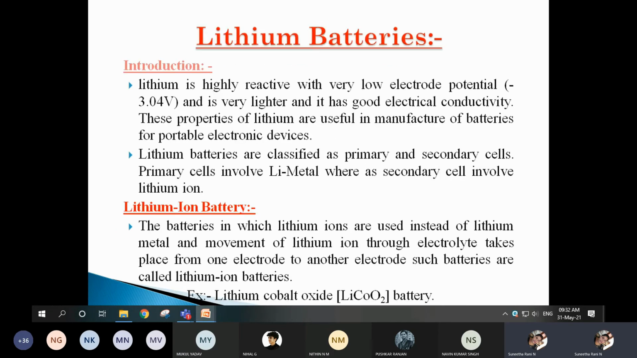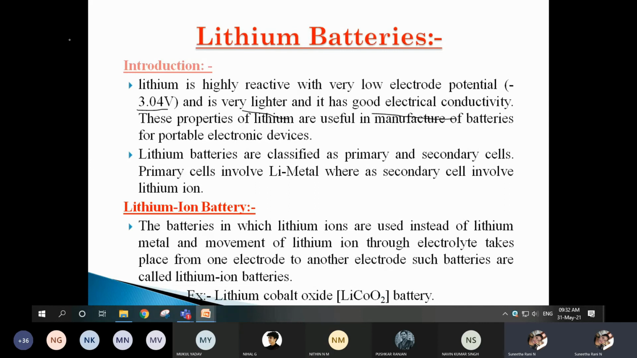The next type of battery is lithium batteries. Compared to metal hydride battery, these are highly reactive with low electrode potential. So at most, it can liberate minus 3.04 volts, and it is very light in weight, and it has good electrical conductivity. It conducts very easily, and the properties of lithium are useful in the manufacture of batteries for portable electronic devices.